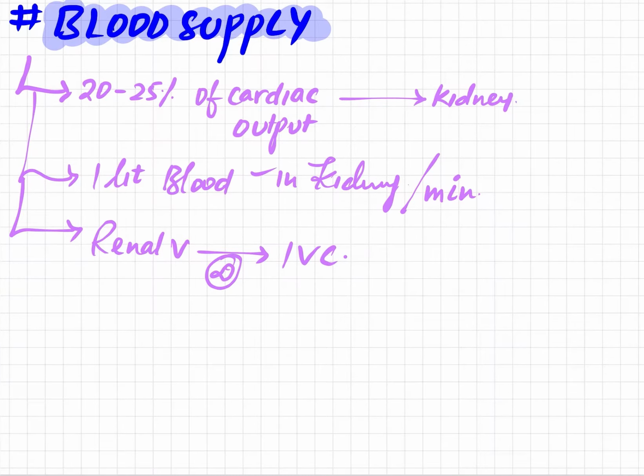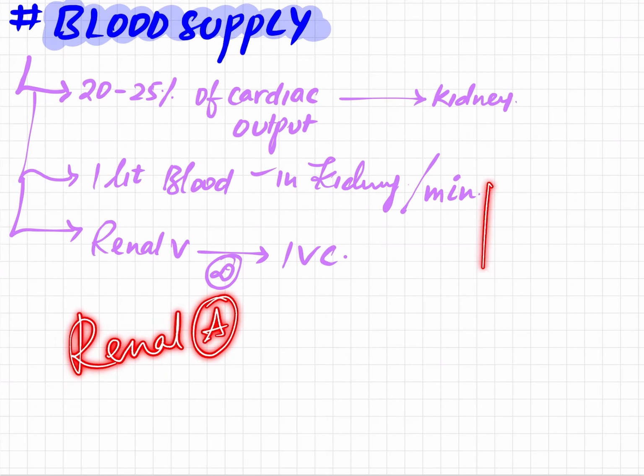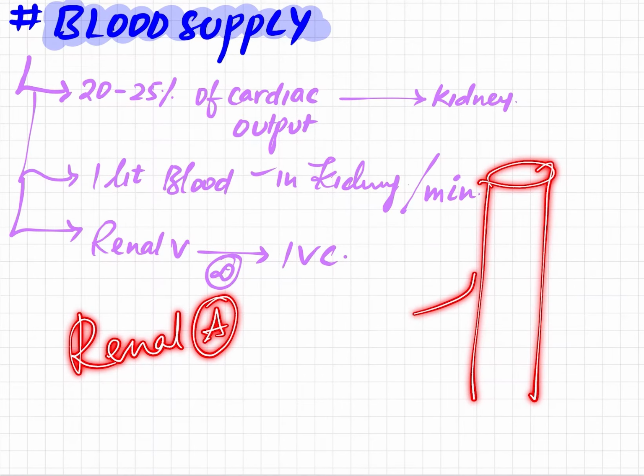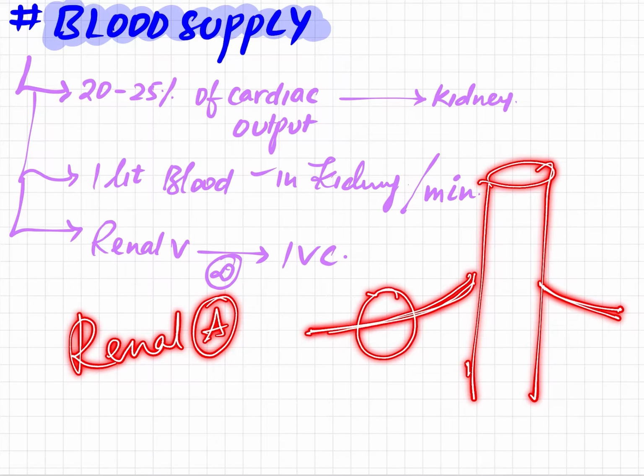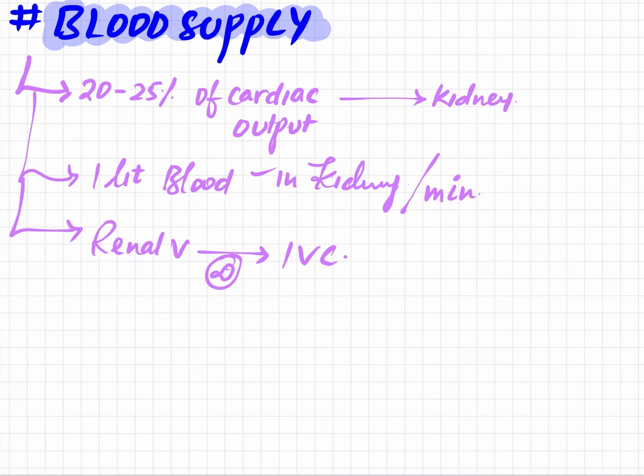Now let us see about this renal artery. The renal artery is the main source of blood supply to the kidney. If this is the aorta, it will be giving off a renal artery. When you see this, the right renal artery is a bit longer than the left renal artery, because the aorta is present a little bit to the left. So the right one has to be a bit longer.